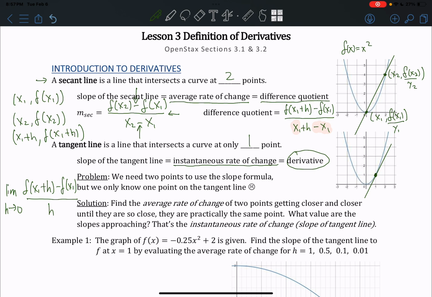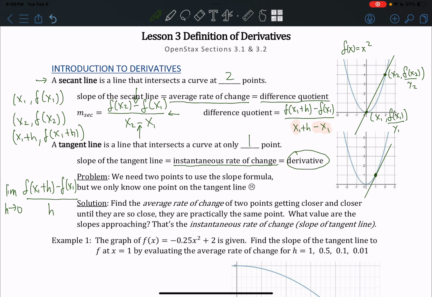Because remember, h is the distance between x2 and x1. So as h approaches 0, the distance between these two points approaches 0. Therefore, the two points are becoming one, getting closer and closer together. Okay, so we're going to go ahead and use this definition later.